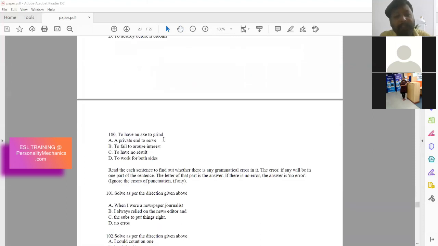Next is to have an axe to grind. Okay, we've done this one. I'm pretty sure that most of you have done this one with me. To have an axe to grind means a private end to serve.